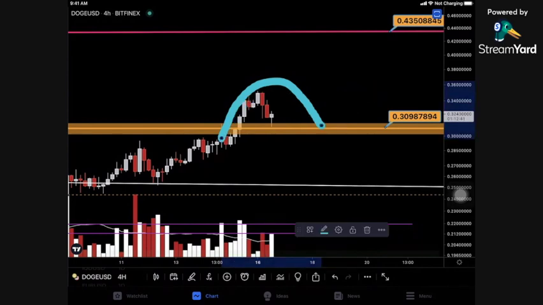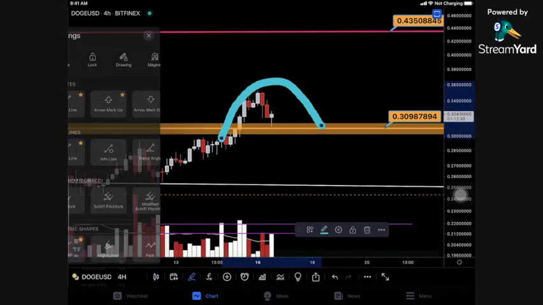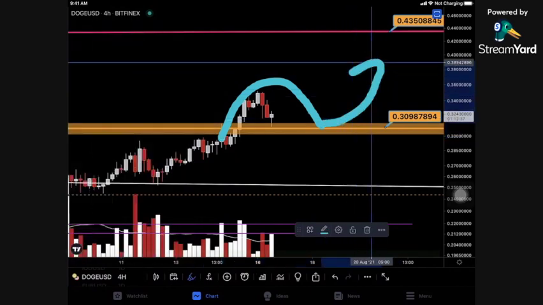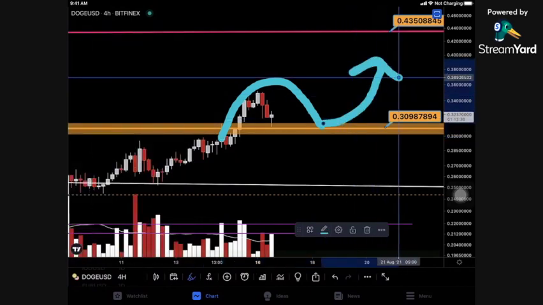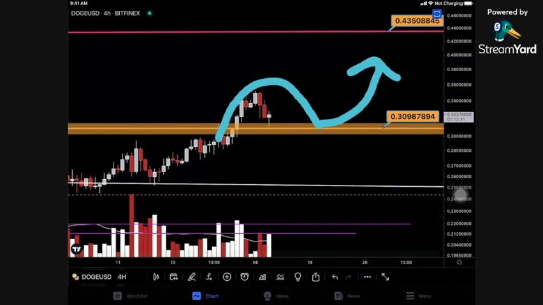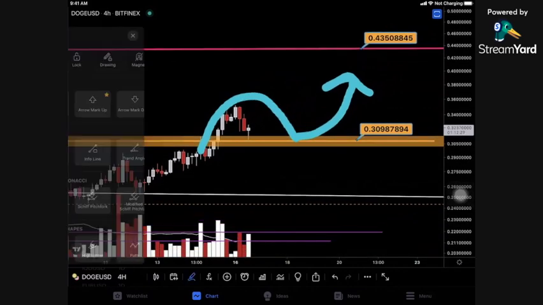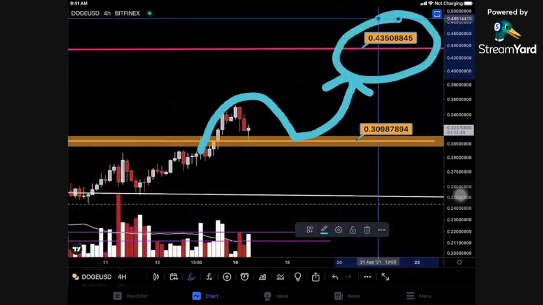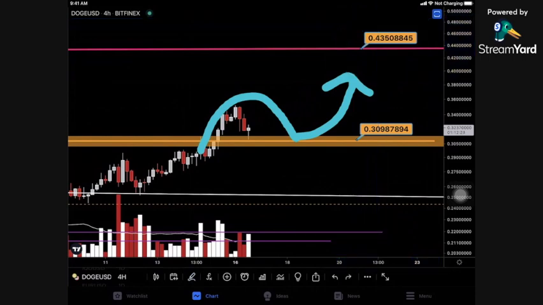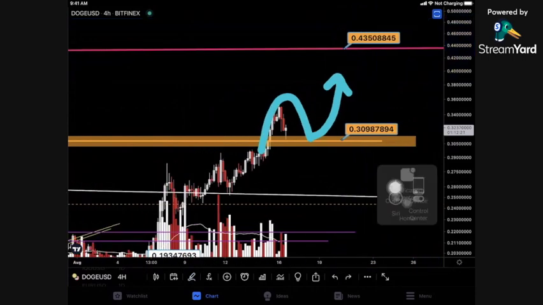Okay, so let's take some screenshots real quick before we post out this DOGE video. Right now we're looking at 43.50 cents. That's where the next target is for this. Let's see if we have any more data we can get out of here.